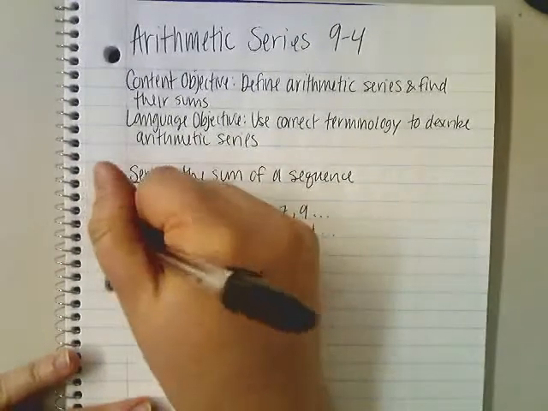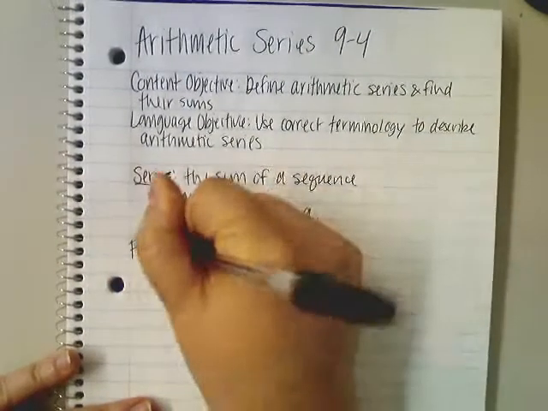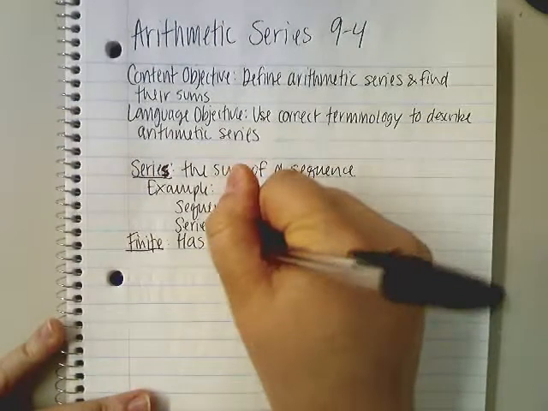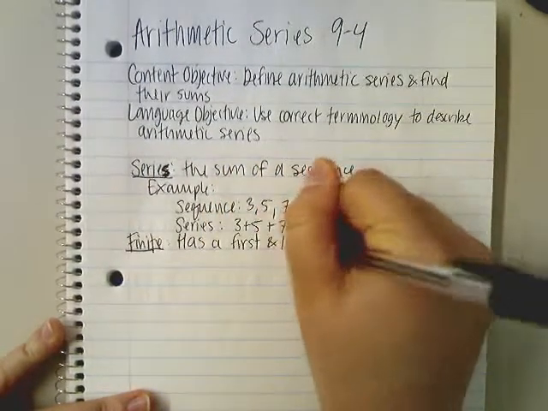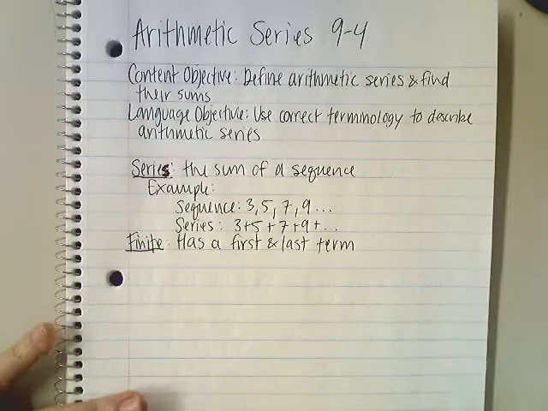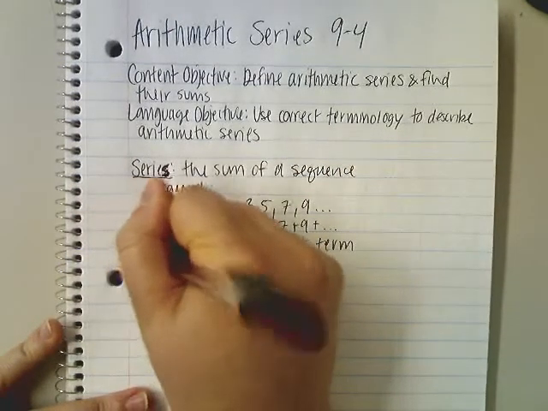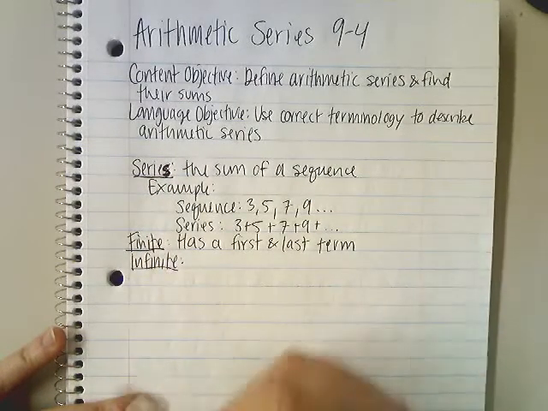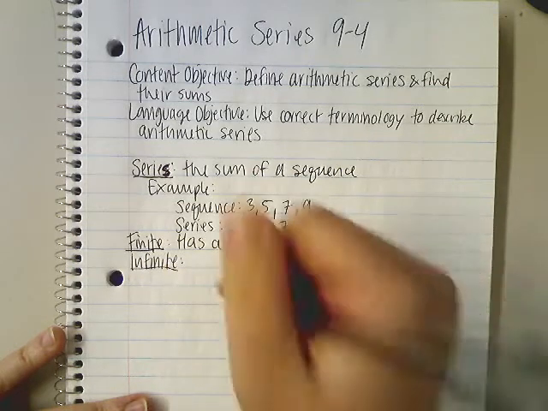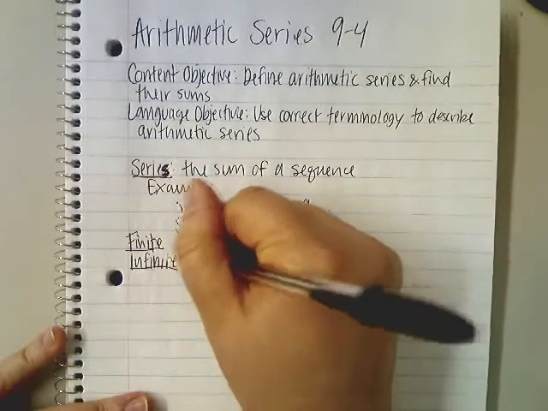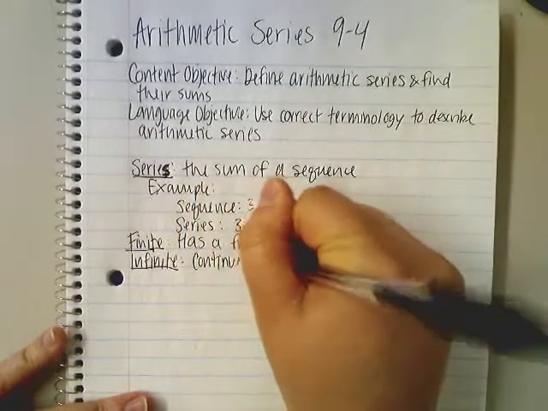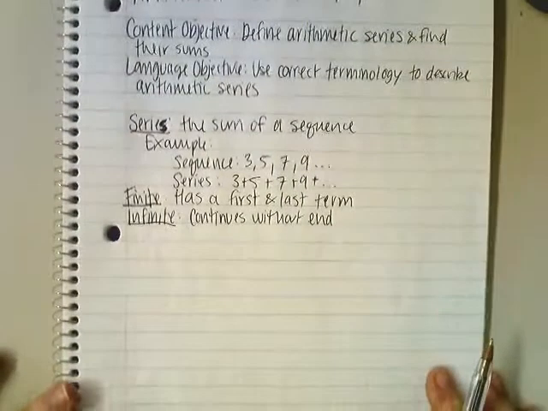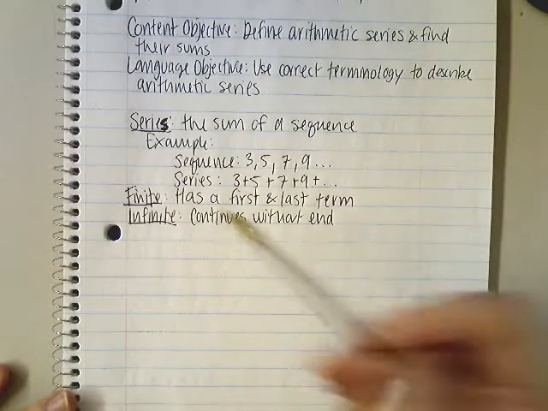So a series can be finite, which means it has a first and last term. So finite, it finishes, it has an end. Well, there are also infinite series or sequences. So these finite and infinite can apply to both series and sequences. It just means it has an end, if it's finite, or continues without end, if it's infinite. These are words you've probably seen anyways, but just so you know, they can be used to describe sequences and series as well.